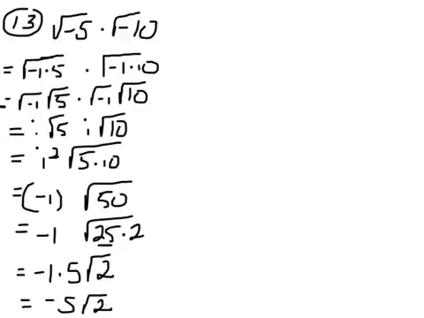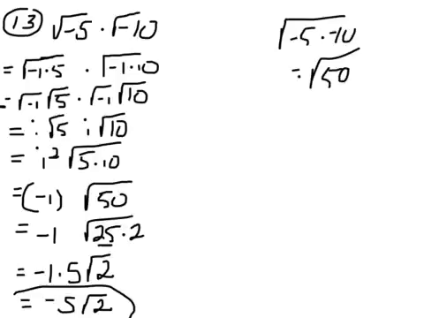Here's what you don't want to do. This is the correct way, okay? This is the correct answer. Here's what you don't want to do. You don't want to say, oh, I can just multiply -5 times -10 there, and I'll get a positive 50, and my answer is 5 square roots of 2.